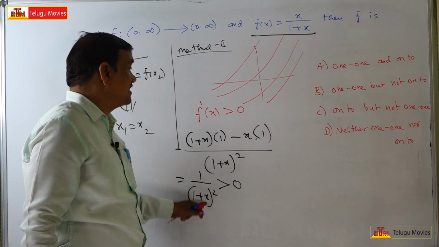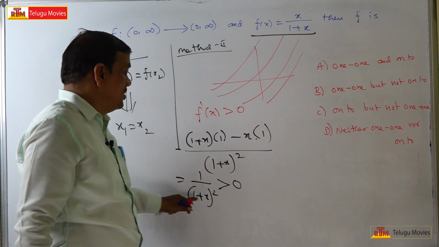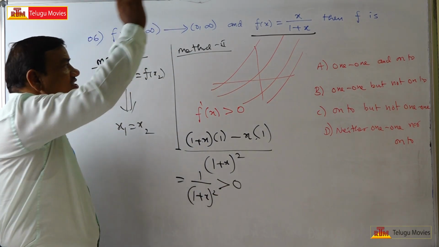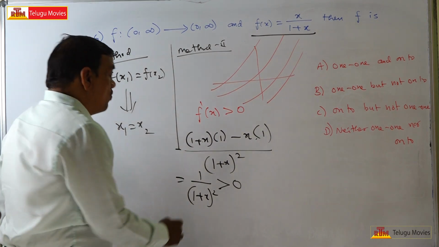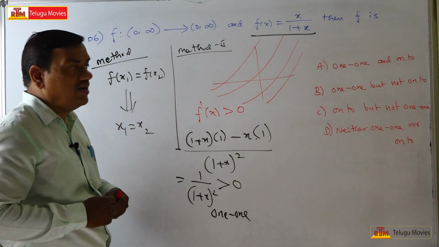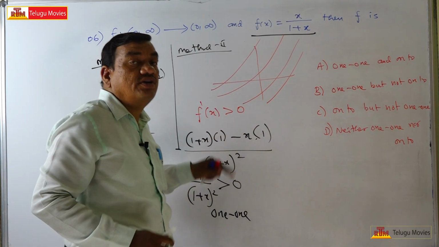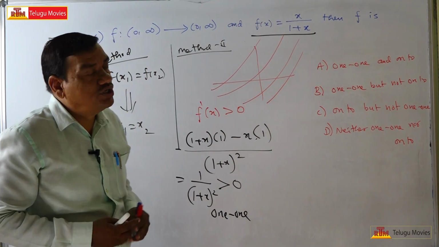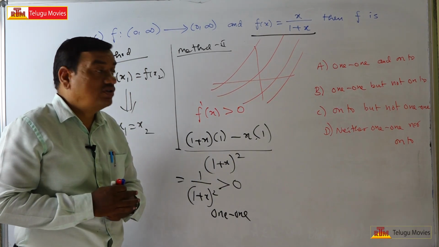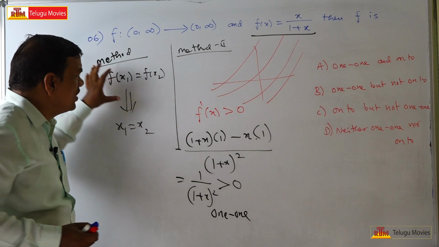Understand? For whatever x value from 0 to infinity, whatever value you substitute, it is always greater than 0. That means it is an increasing function. Increasing function means 1-1 function. Always, whatever function is given, first find its derivative. If the derivative is greater than or equal to 0, then that function is an increasing function. Understand? That's why I have selected this problem.